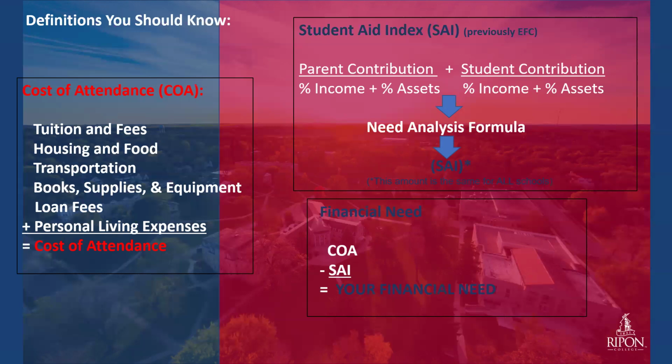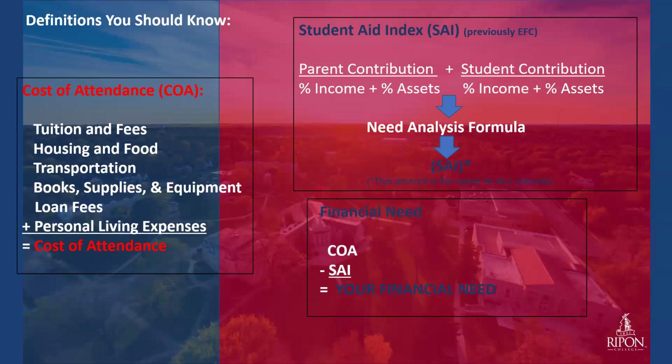The Student Aid Index, or SAI, is the number that is calculated based off of all of the information that's entered into the FAFSA. There's a federal formula that's used to create this SAI, which was previously known as an EFC, or expected family contribution. The need analysis formula is when you're taking the parent contribution, which is a mix of the income and assets of the parent, along with the student contribution, which is also a percentage of income and a percentage of assets. Combine those, and that is what the SAI is.